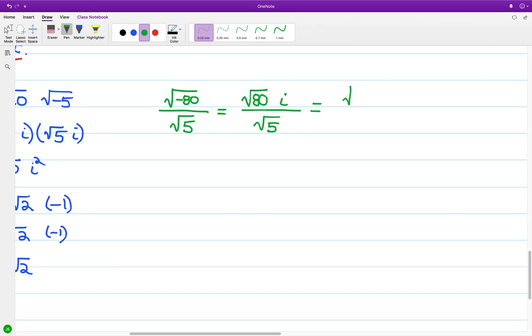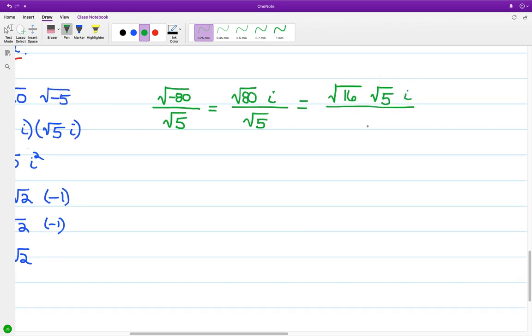For the square root of 80, the highest perfect square that is divisible into 80 is going to be 16. So we can say we have the square root of 16 times the square root of 5 times i, all over the square root of 5. And here the square roots of 5 cancel out. The square root of 16 is 4, and we have times i. And so that is going to be the reduction in this particular regard.